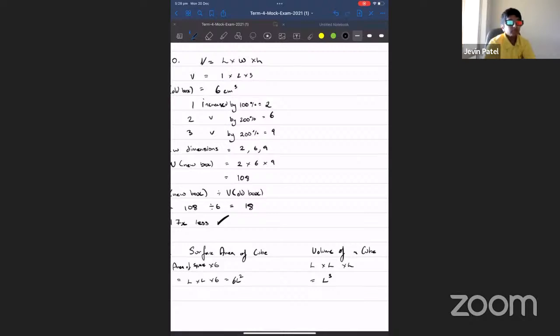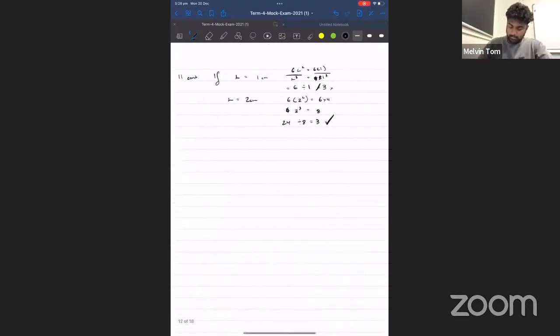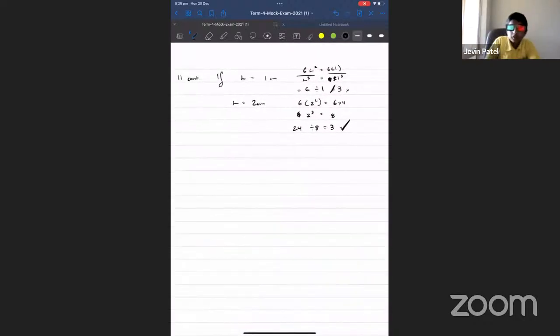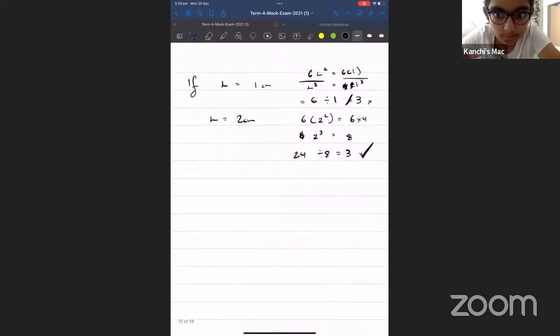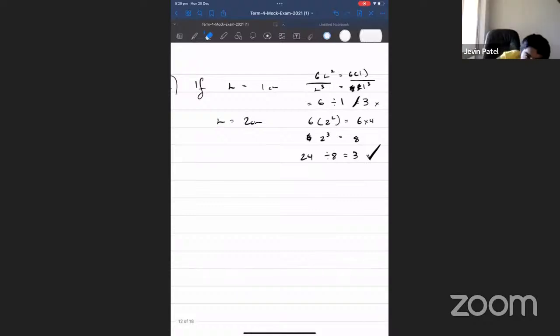Can you zoom in about the if L is equal to 2 part? Yeah. 2 cubed is 8, 6 multiplied by 4 is 24, and 24 divided by 8 equals 3. Boom, done. Can you zoom in? Yeah, because it's a bit harder to read.